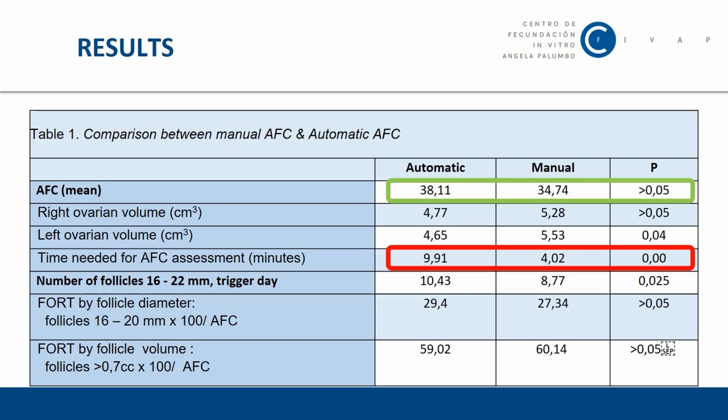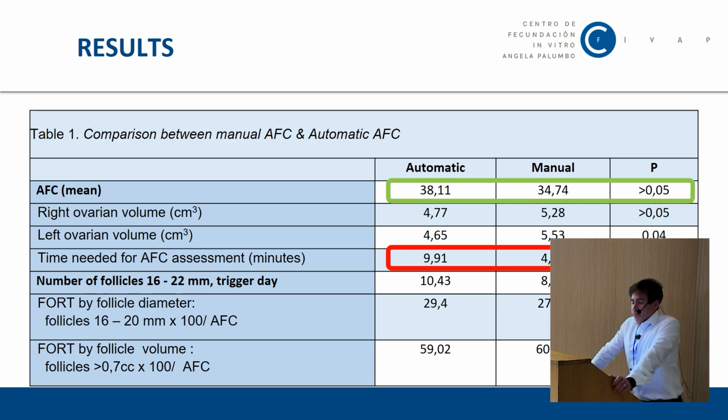And the time needed to assess the antral follicle count was significantly higher in the automatic count compared with the manual. And the higher time in this automatic count was because of the reconstruction. But the time needed at the ultrasound room was lower than the manual count. And the other thing is that in the manual count, we didn't measure the follicles. With this study, we just wanted to compare if manual and automatic count were similar, and they are.